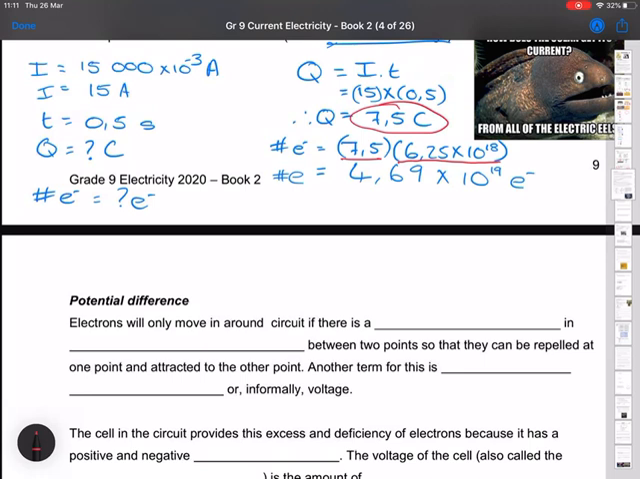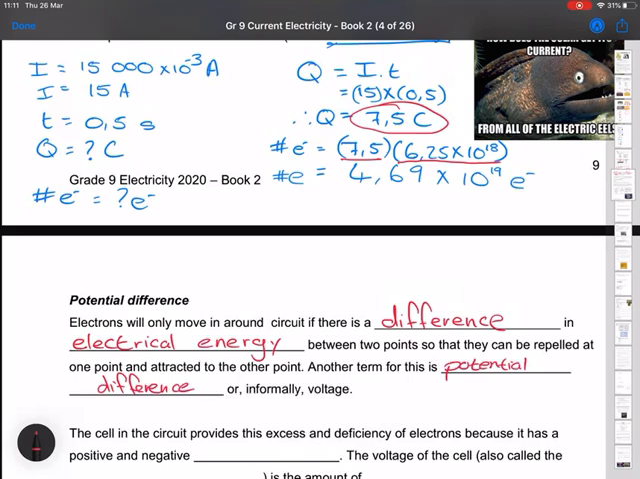Electrons will only move around a circuit if there's a difference in electrical energy between 2 points in a circuit, so that they can be repelled by one point and attracted to another point. Another term for this is potential difference. Or informally, we can also call it voltage. The correct term is to use potential difference.